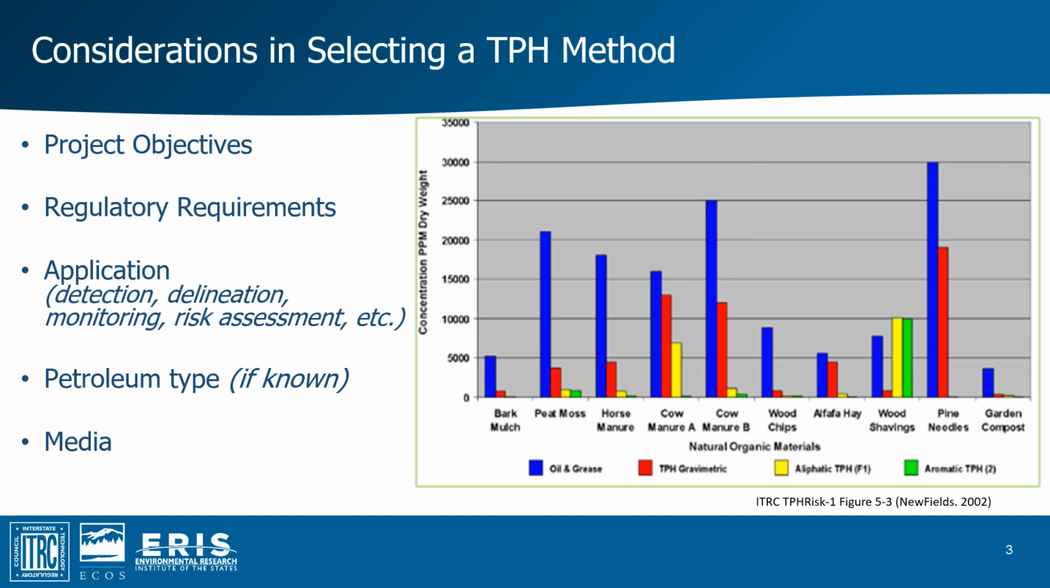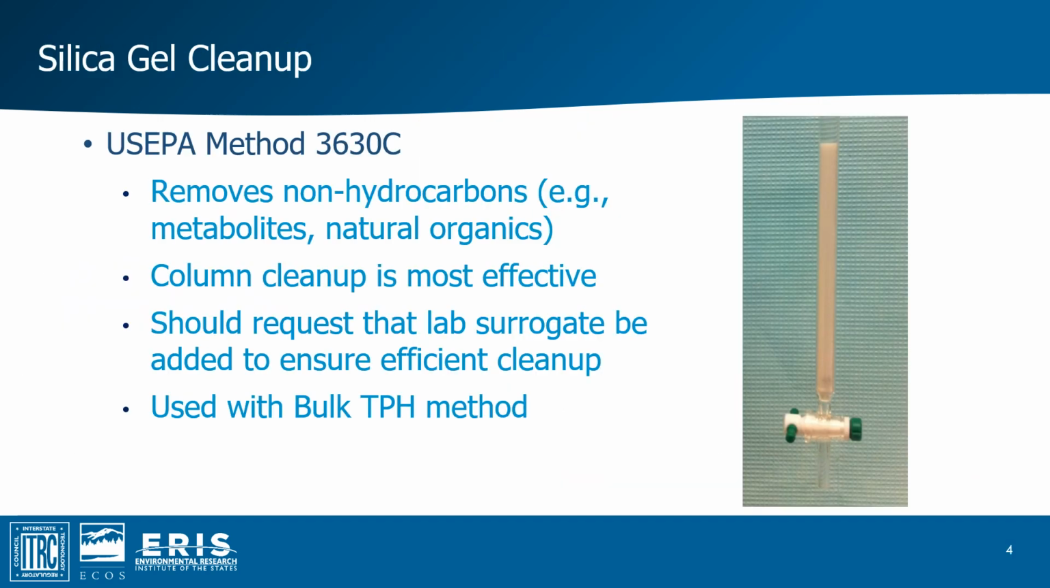Next, we will talk about specific analytical methods and approaches that can be used to tailor your data. Let's start with a commonly used technique to remove method interferences. EPA method 3630C describes the use of silica gel to remove non-hydrocarbons and potentially naturally occurring compounds from the analysis. The silica gel cleanup results in a hydrocarbon-only sample that can then be analyzed for bulk TPH. This results in hydrocarbon-only TPH data.